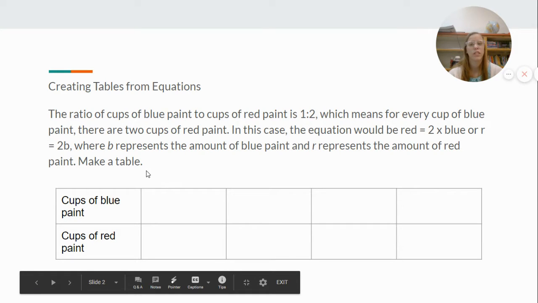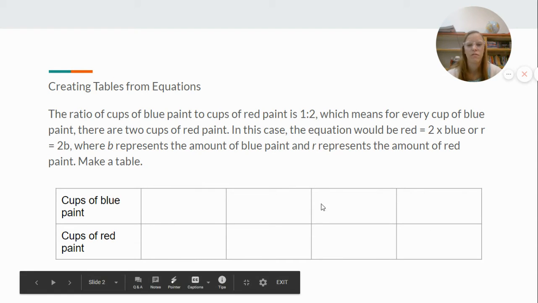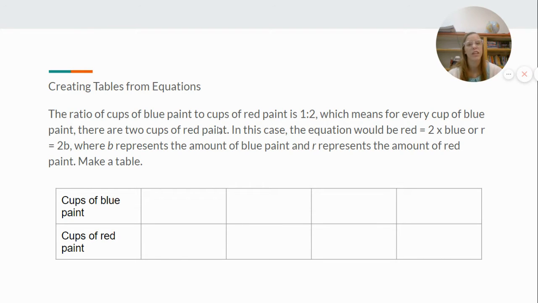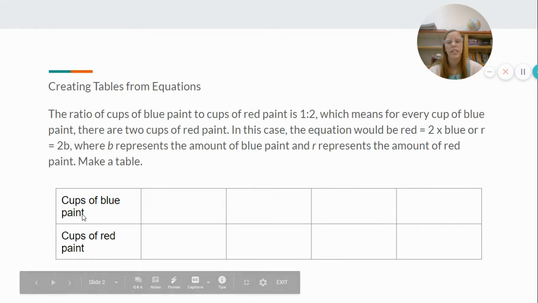First we're going to start by creating tables from equations. Let's read about our little example here. The ratio of cups of blue paint to cups of red paint is 1 to 2, which means for every cup of blue paint, there are 2 cups of red paint. In this case, the equation would be red equals 2 times blue, or R equals 2 times B, where B represents the amount of blue paint and R represents the amount of red paint. So make a table.